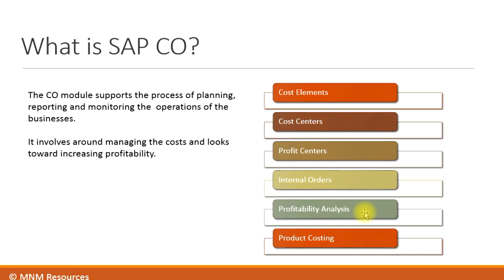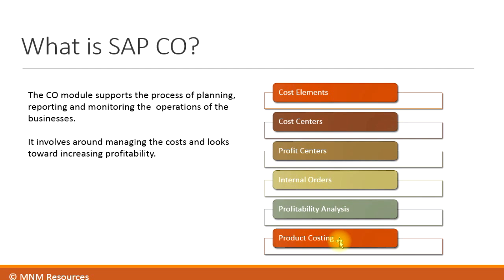Profitability analysis, just like the word says, deals with analyzing the profitability of your products. Rather than just looking at the profitability of each product, you can go into more detail and look at how your profitability is in each region, in each country, for each customer type, and for each distribution channel. And then you can even go into more detail: for this customer in this particular country, in this particular region, how much profitability am I making for my products.